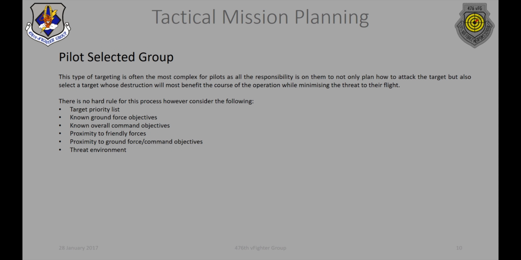Right, when we get to more complicated stuff then, the pilot selected groups, generally it's the most complex for a lot of people, because it basically is putting all the responsibility on the flight lead and wingman to plan the entire sortie from start to finish. So you start off looking at the map essentially and going, right, what's a good target? What's a target that's important and useful for me to kill as part of the mission aim?